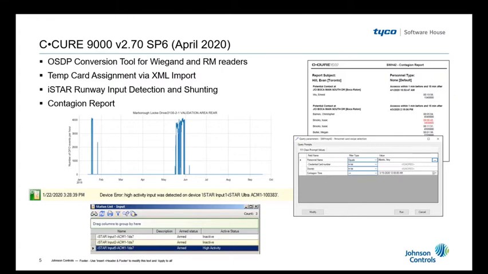And then we have a temporary credential assignment through an XML import. So you can use the Secure 9000 import engine to assign and reassign temporary credentials to existing personnel records or personnel profiles.